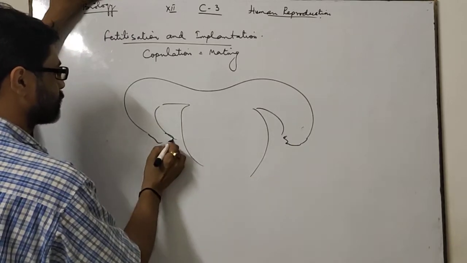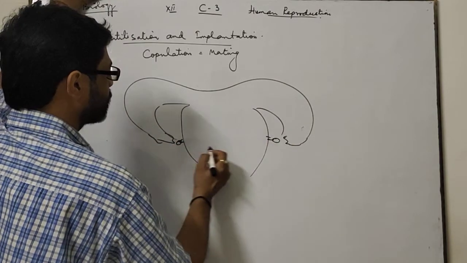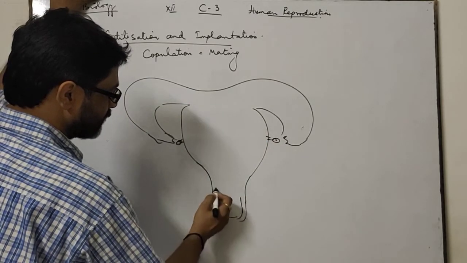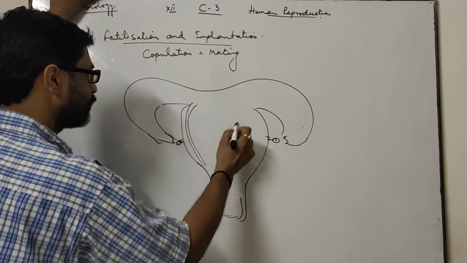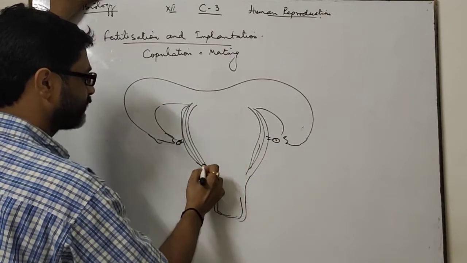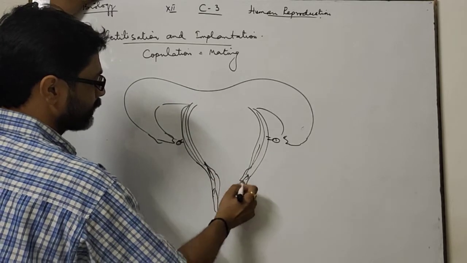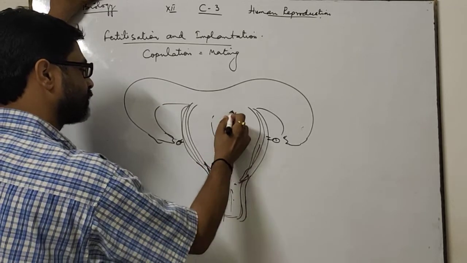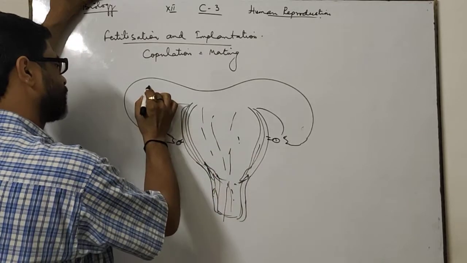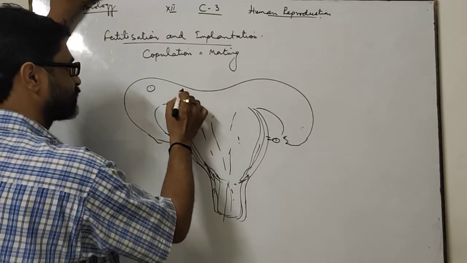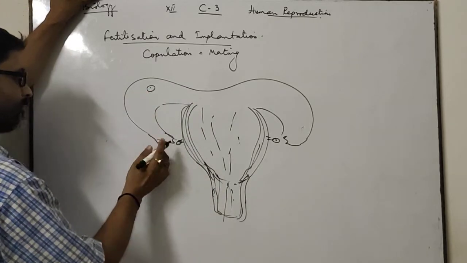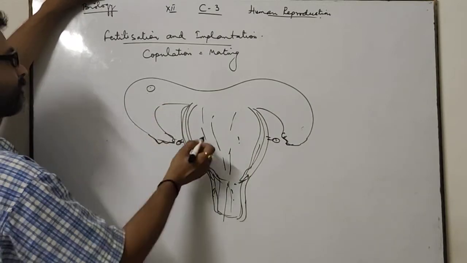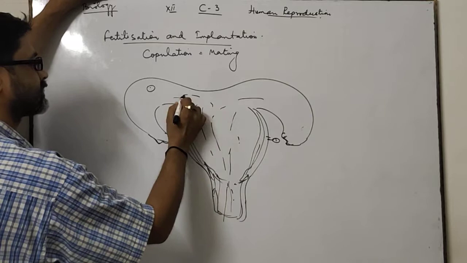you know, this one is the ovary, this is the cervix, and this is the vagina, with the uterus lining, or uterine wall. Here the penis releases a large number of sperms. Here are the isthmus, ampulla, infundibulum, and this one is the fimbriae. If the ovum is present here, a large number of sperms are released here and there.